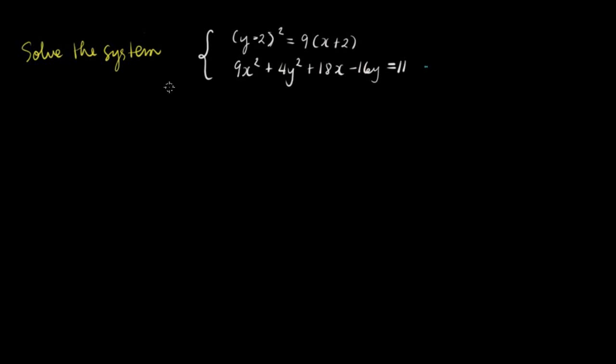Solve the system. Quantity y minus 2 quantity squared equals 9 times x plus 2. The other one is 9x squared plus 4y squared plus 18x minus 16y equals 11.